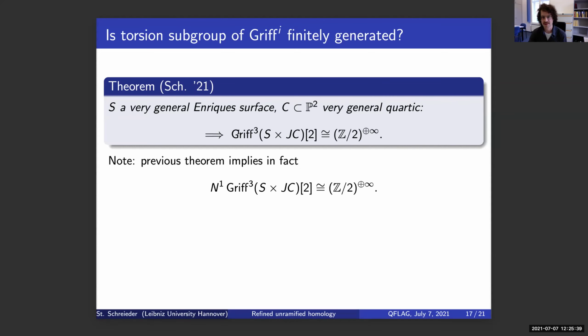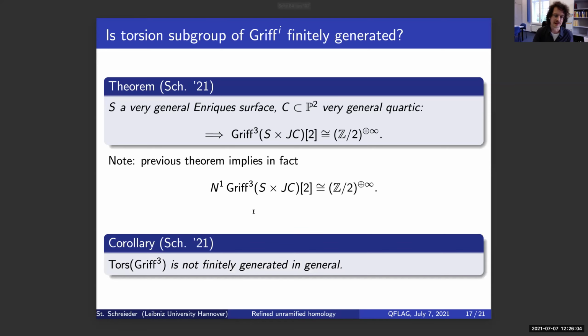So the previous theorem says that in fact infinitely many of these classes, or all but finitely many, have to lie in N1. So they all need to be supported on divisors. And again, I can show you explicitly what these classes are, but it's not obvious that they are supported on divisors. This is non-trivial. So this N1 here is infinite. And the conclusion is that the torsion in the Griffiths group is in general not finitely generated.